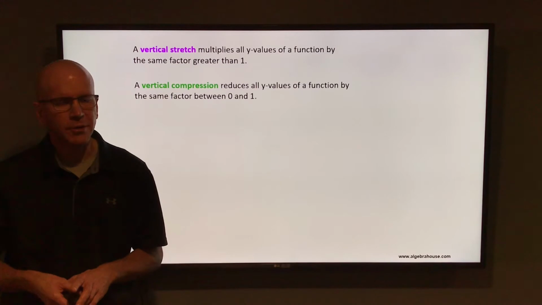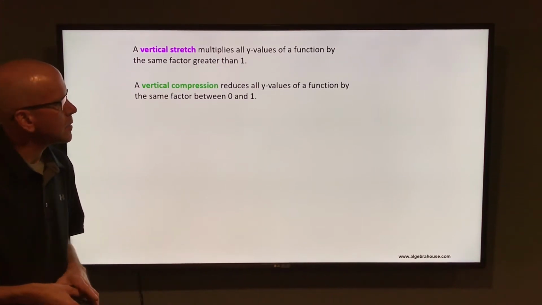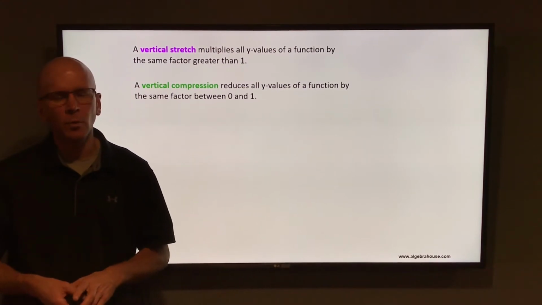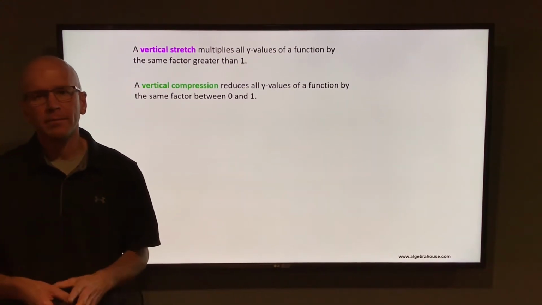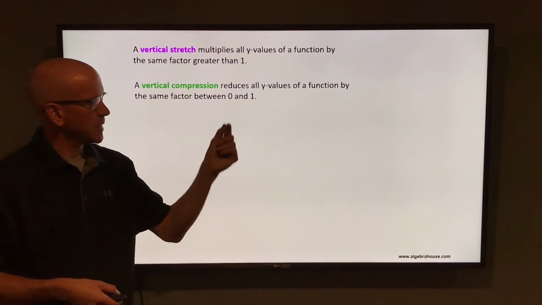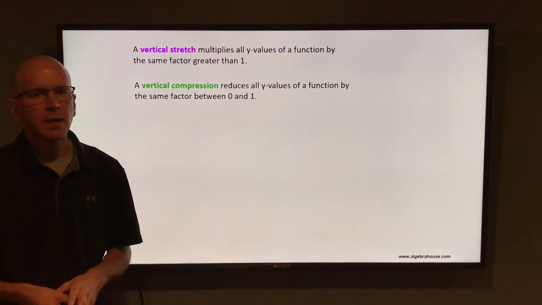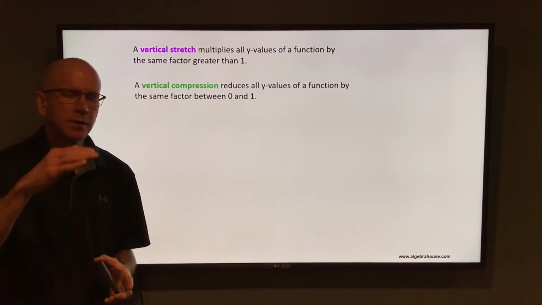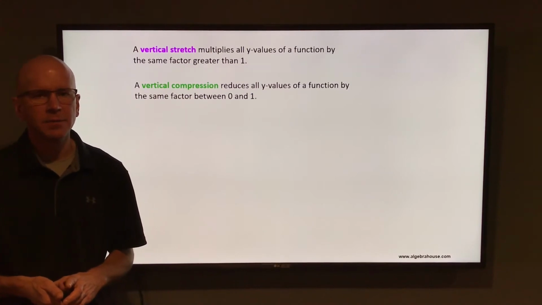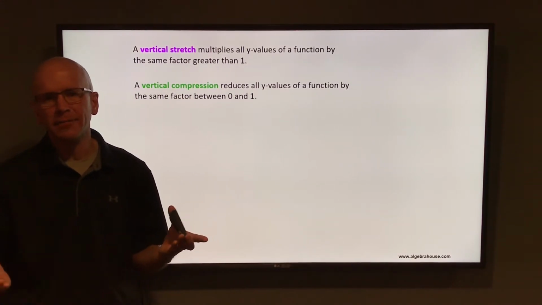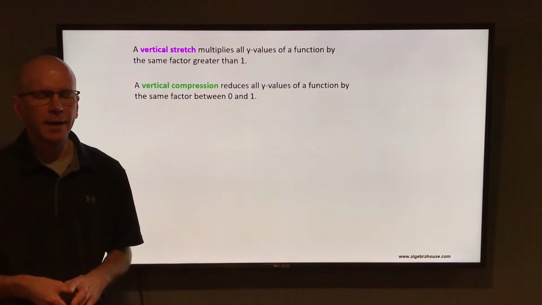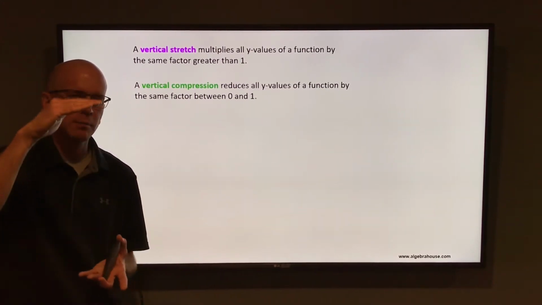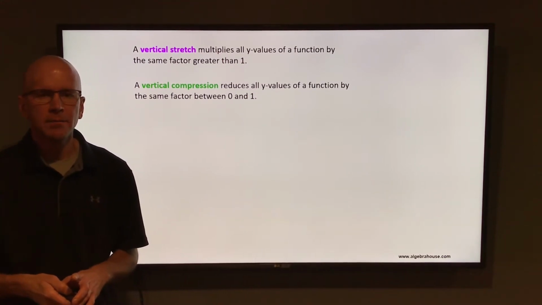A vertical compression, some teachers refer to it as shrink, reduces all y values of a function by the same factor between 0 and 1. So let's say you had a y value of 4. You multiplied that by something between 0 and 1, say 1/2. If you went from 4 and you multiplied by 1/2, that's going to become 2. It's going to compress down towards the x-axis. Or let's say you had a y value of negative 4 and you multiplied it by 1/2. From negative 4 multiplied by 1/2, it's going to become negative 2. So it's going to compress toward the x-axis.